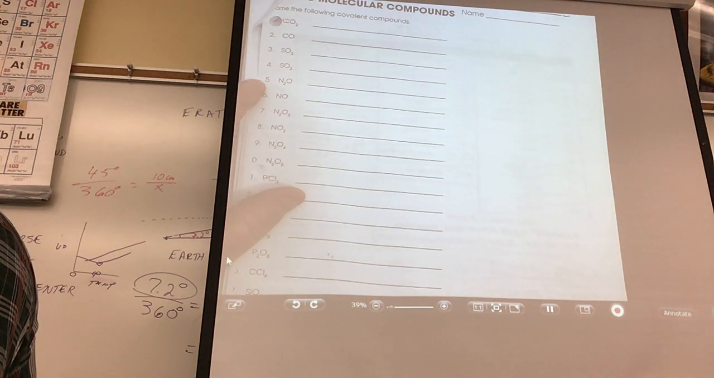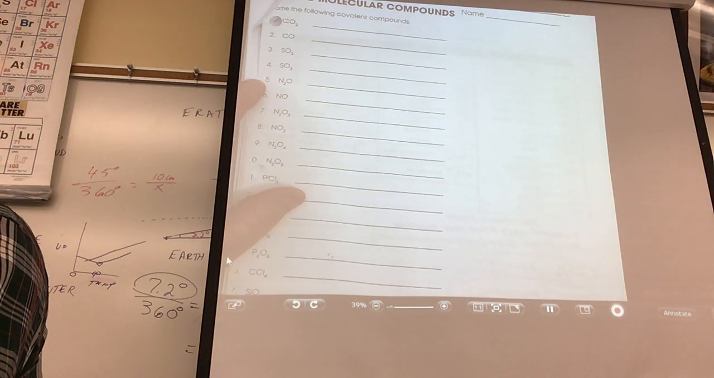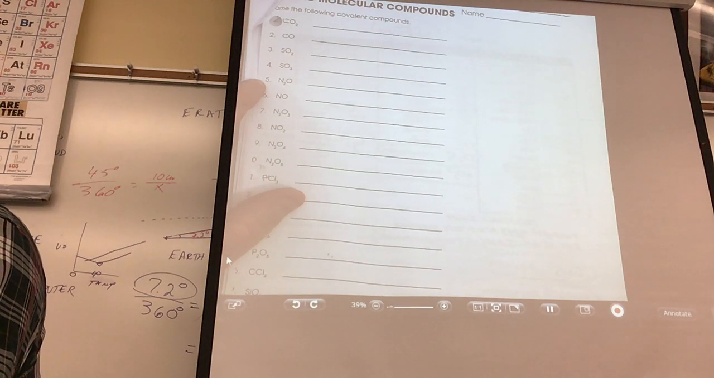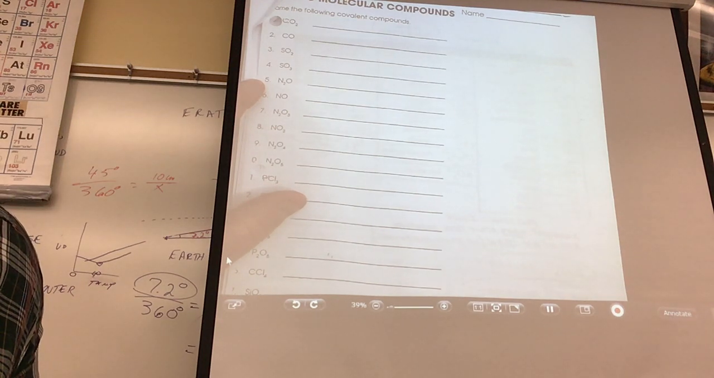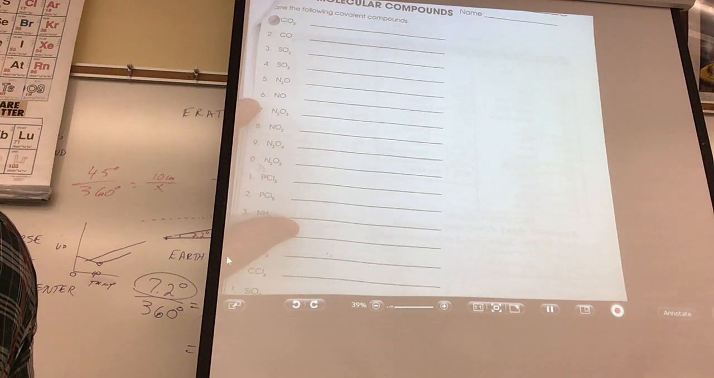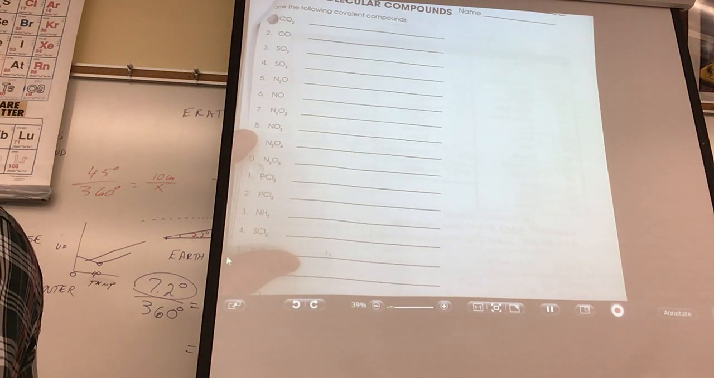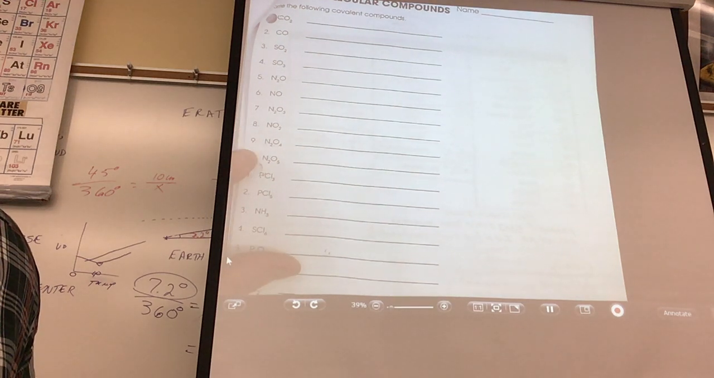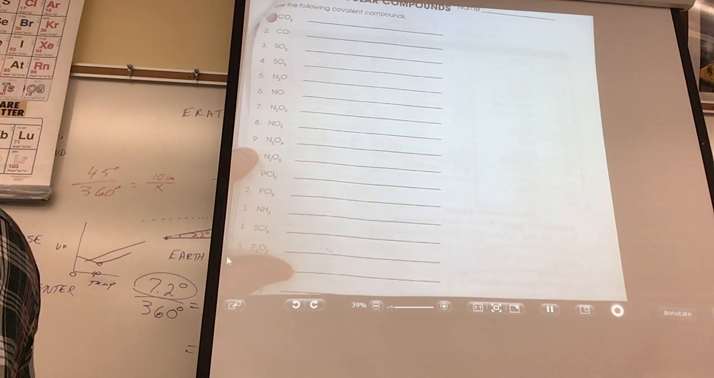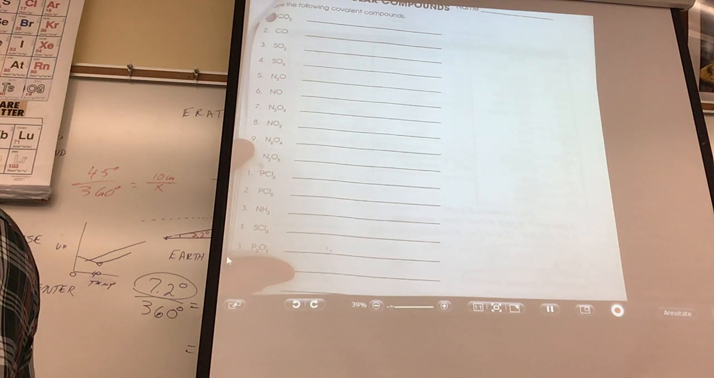Dinitrogen what? Oxide. Now remember, you don't use mono for the first element, but you do on the second. Dinitrogen what? Monoxide. Dinitrogen monoxide. Next. Nitrogen monoxide. Yes. Next. Dinitrogen trioxide. Yes. Nitrogen dioxide. Yes. We're on 9. Dinitrogen tetroxide. Yes. Hard one.